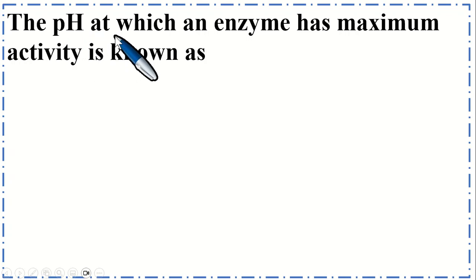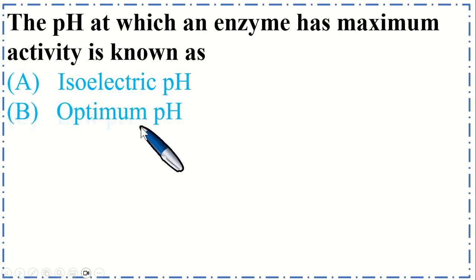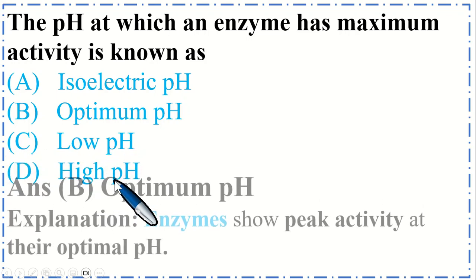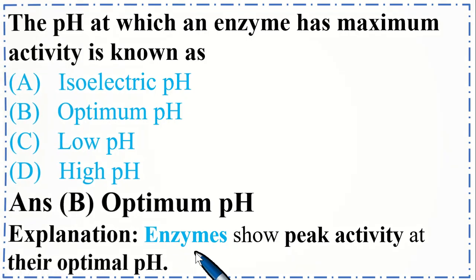The pH at which an enzyme has maximum activity is known as: option A, isoelectric pH; B, optimum pH; C, low pH; and option D, high pH. So the correct option is B, optimum pH. Explanation: enzymes show peak activity at their optimum pH.